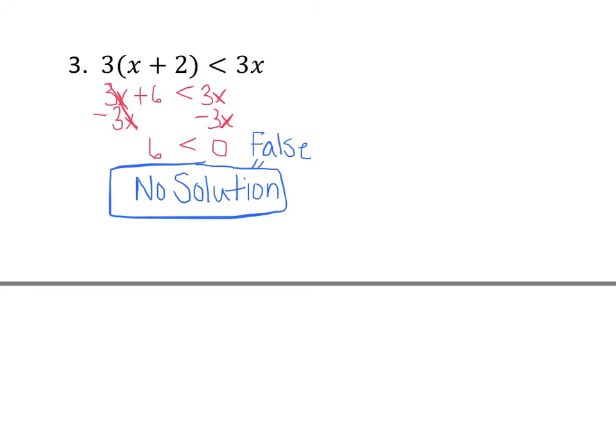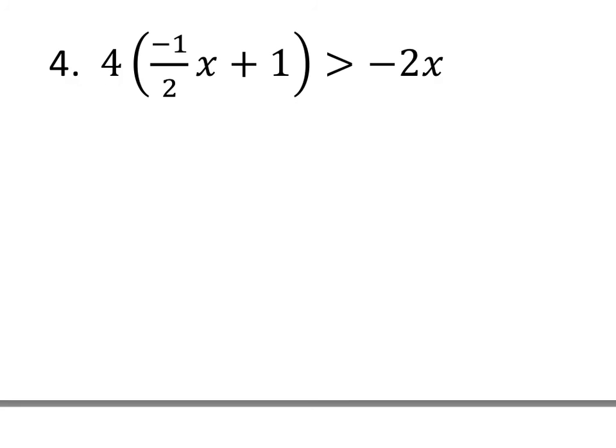Okay, well, let's look at the next one. Let's work through this one together. So we're going to take the 4 and we're going to distribute it. Now, 4 times a negative 1/2. Well, what's half of 4? It's 2, and because we have a positive times a negative, it's negative 2x, and then 4 times 1 is 4, so we have plus 4. That's greater than negative 2x. Okay, let's get the x's on one side. So we're going to add the 2x to the other side, and you're going to start to see what's going to happen. Okay, so I'm moving this over.